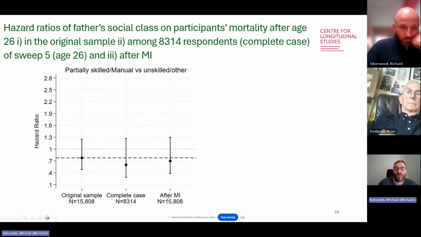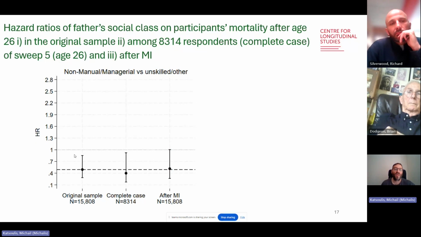So again, we implemented this procedure, the multiple imputation by chained equations. We used all auxiliary variables up to this sweep. So we went back to our original sample, and we saw that the point estimate is 0.7, which is very close to our initial estimate from the original sample.